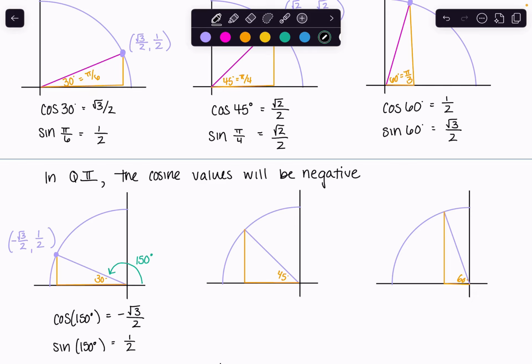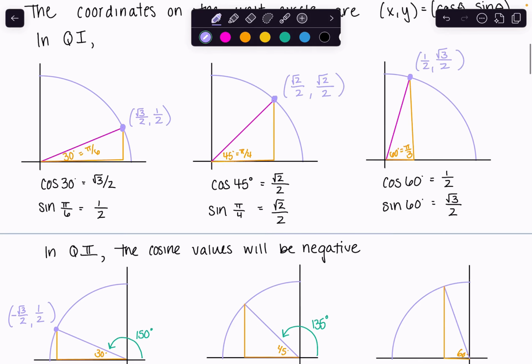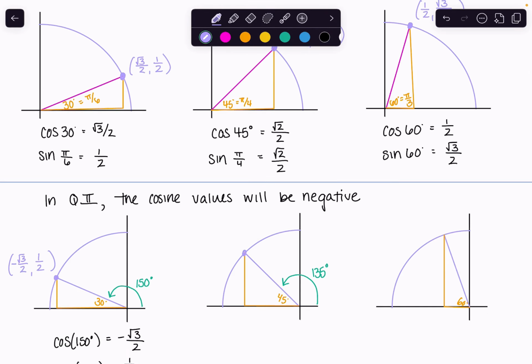Looking at the 45-degree reference angle, then this angle here would be 180 minus 45, that is 135 degrees. Nothing changes from the values up here, but x is negative. So this would have coordinates negative root 2 over 2, positive root 2 over 2.